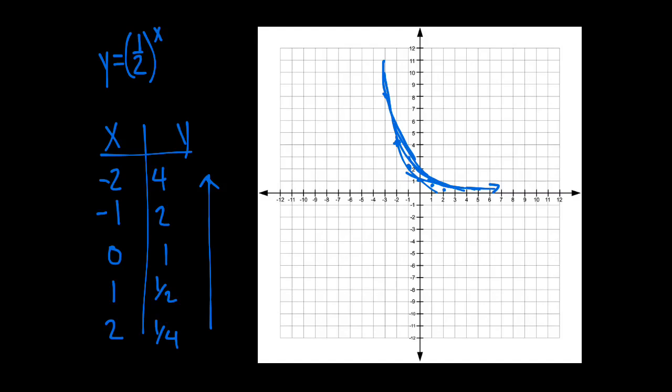As we plug in larger and larger values going out to the right, that number is just going to get smaller and smaller, but it's never going to get less than 0. We're just going to have very small fractions, so it's going to get closer and closer to 0, but never actually go negative.